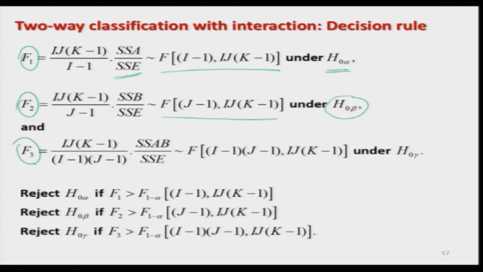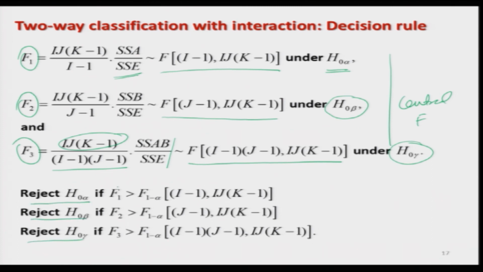of freedom. Similarly, F3 is used for testing the hypothesis H naught gamma. This is I j into k minus 1 divided by I minus 1 into j minus 1, into SSAB upon SSE. This follows an F distribution with I minus 1 into j minus 1 and I j into k minus 1 degrees of freedom under H naught. These are all central F distributions, and if H naught alpha, H naught beta or H naught gamma are not true, then the corresponding F distribution will become a non-central F distribution. Based on that we can define the decision rule: reject H naught alpha, H naught beta or H naught gamma if the corresponding value of the F statistic, obtained from the given set of data, is greater than the tabulated value obtained from the F distribution at alpha level of significance.